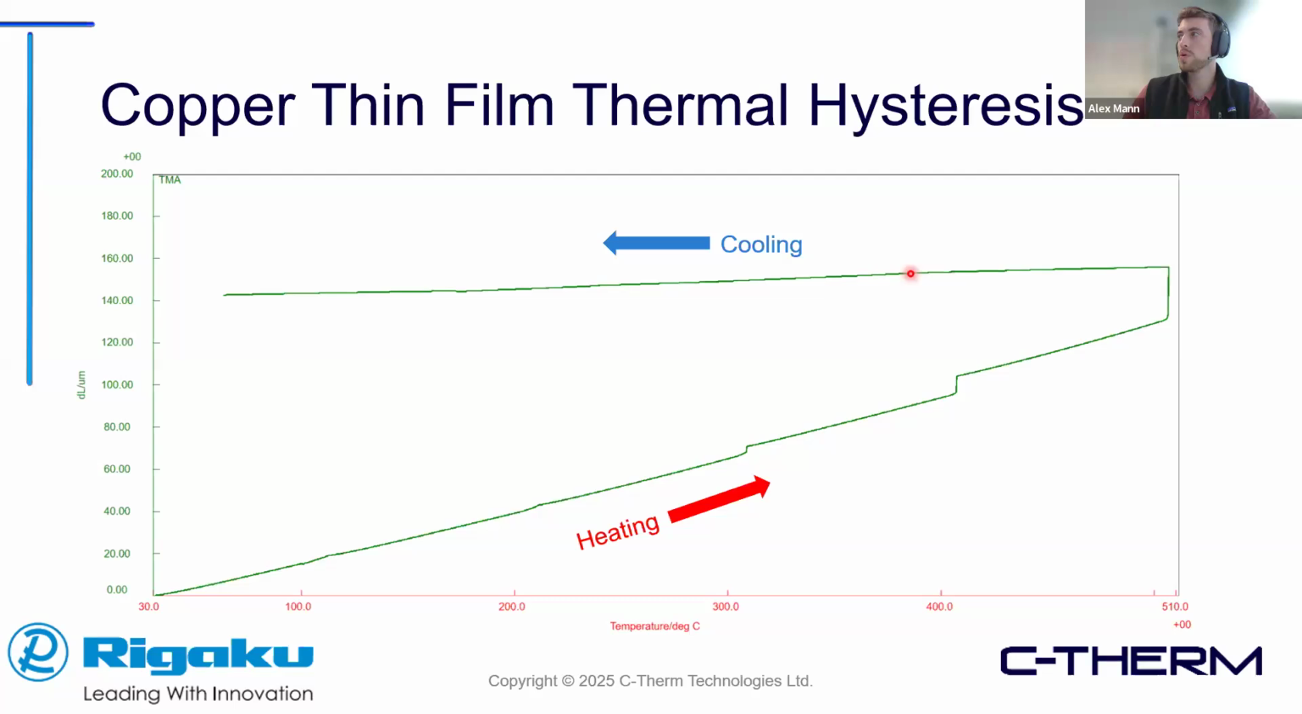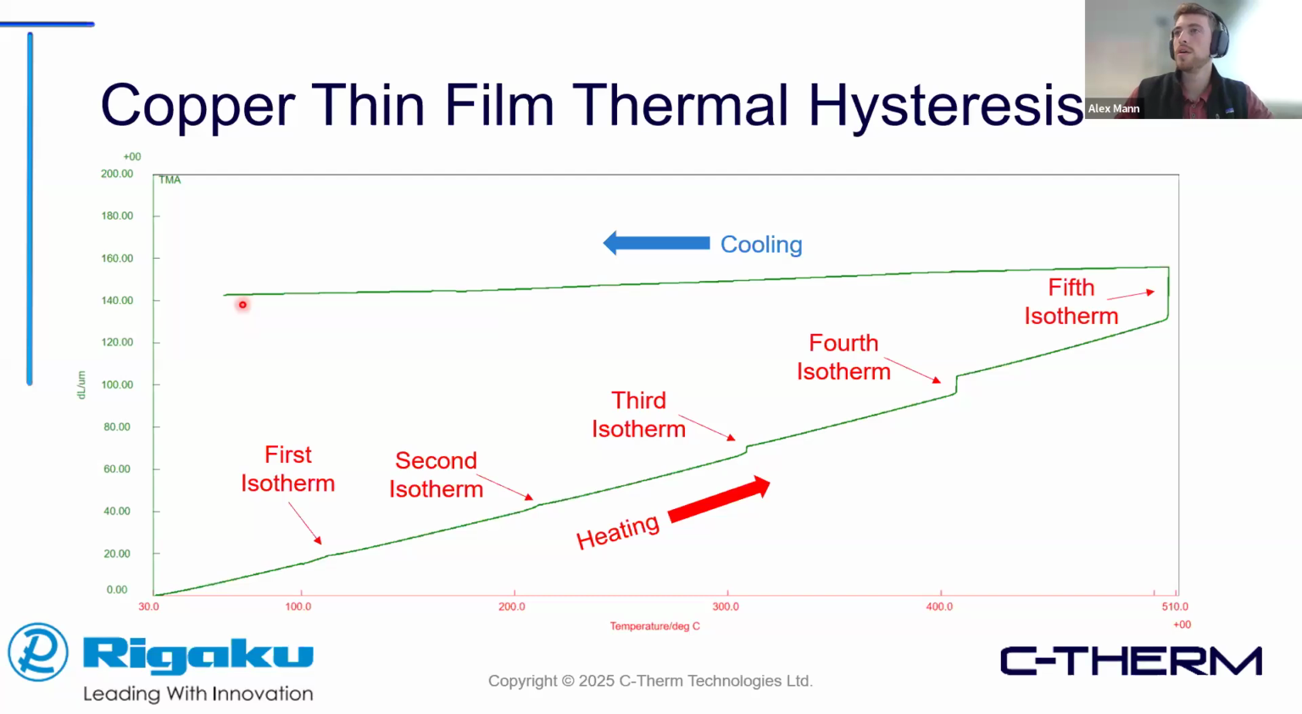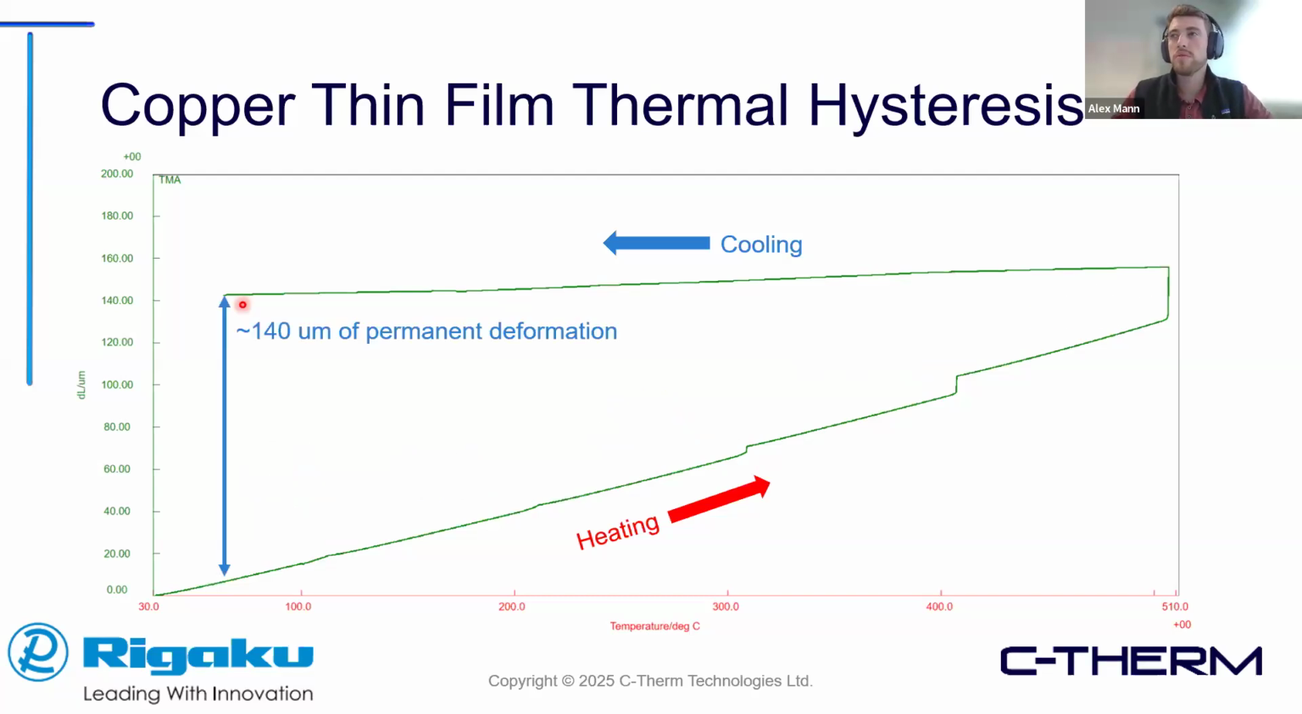So on the cooling down cycle, we have around 140 microns of permanent deformation.